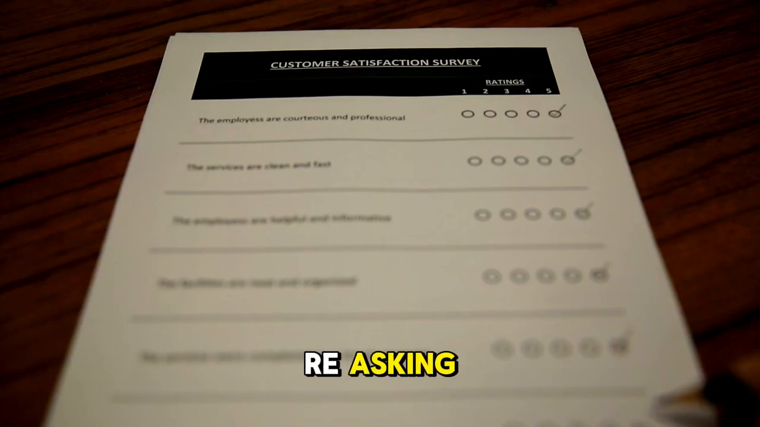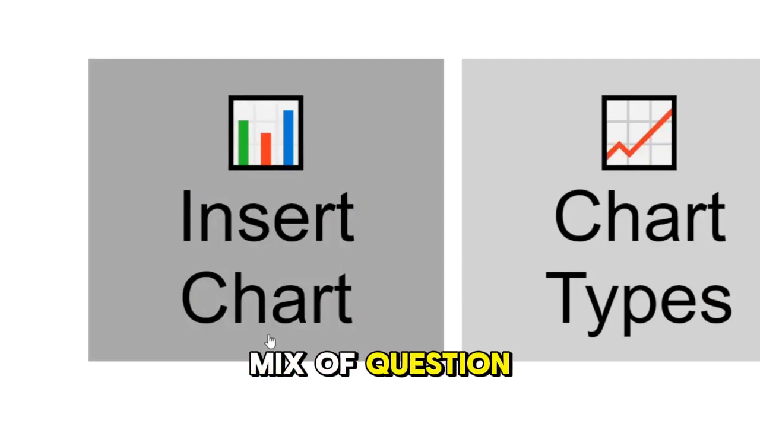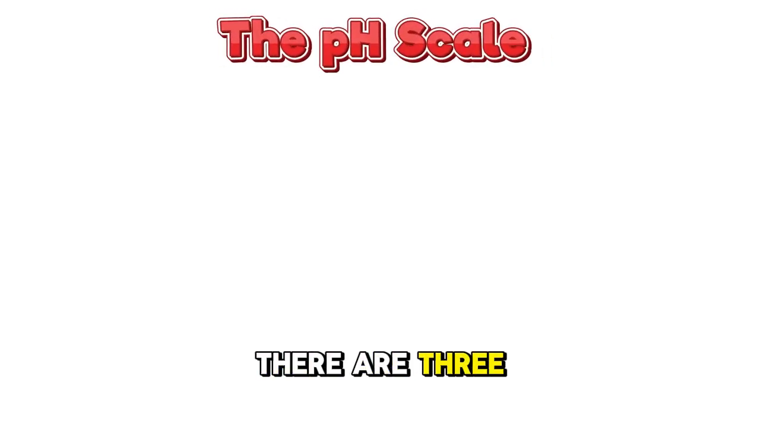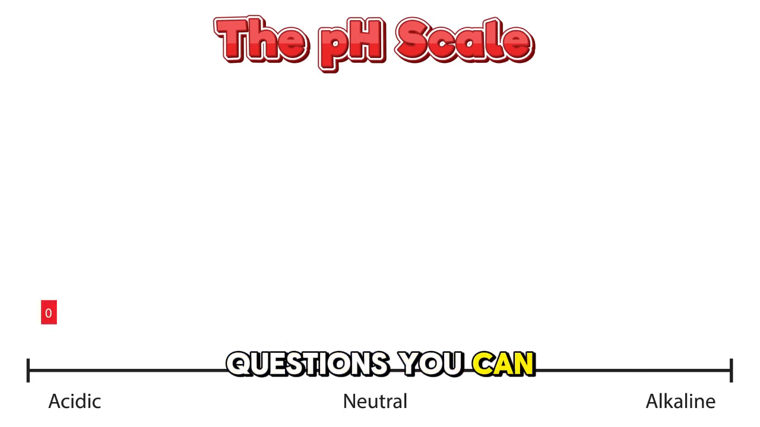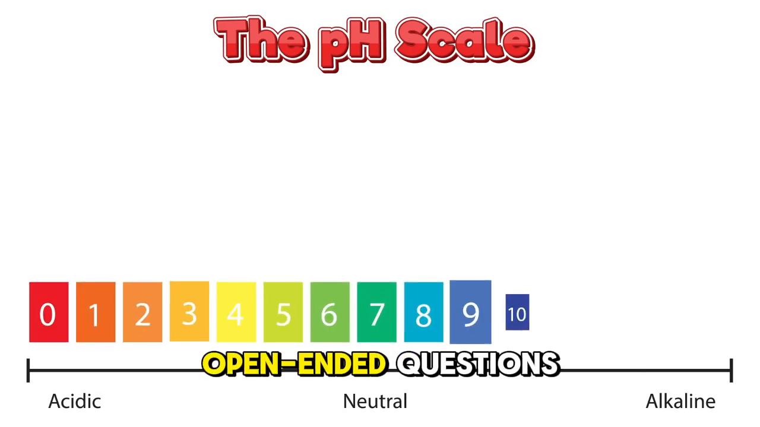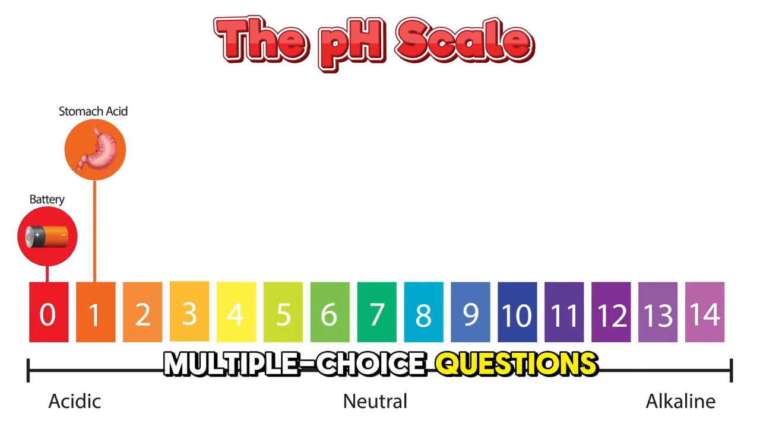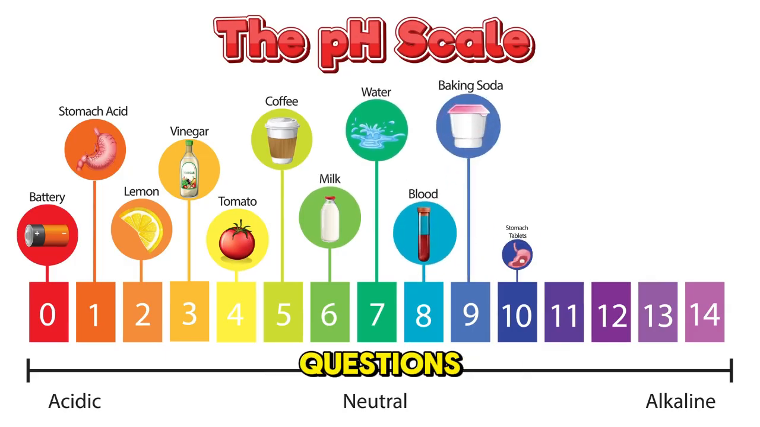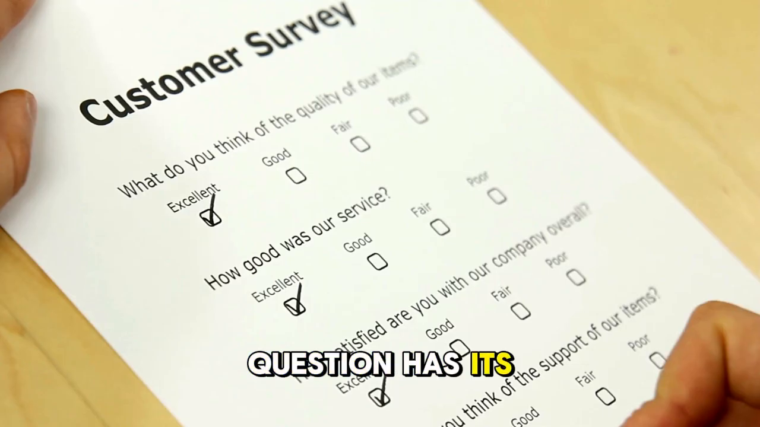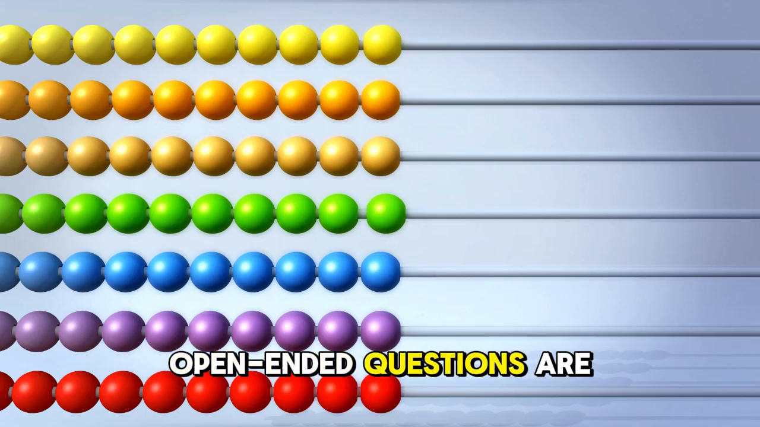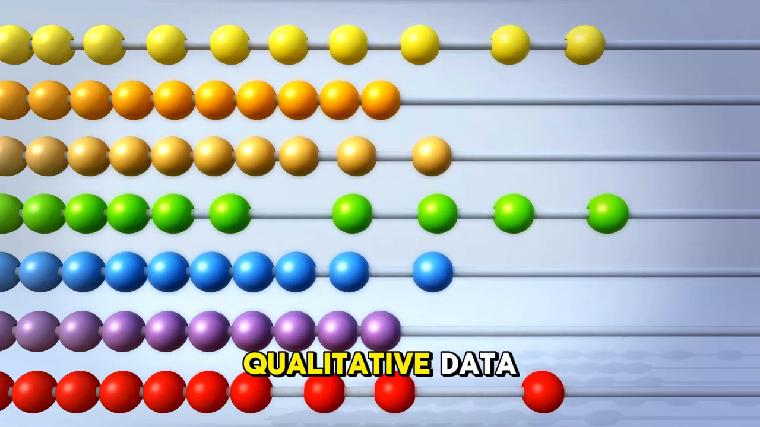Next up is to use a mix of question types. There are three main types of questions you can ask in a questionnaire: open-ended questions, multiple-choice questions, and rating scale questions. Each type of question has its own pros and cons, so it's important to use a mix of all three. Open-ended questions are great for getting qualitative data.